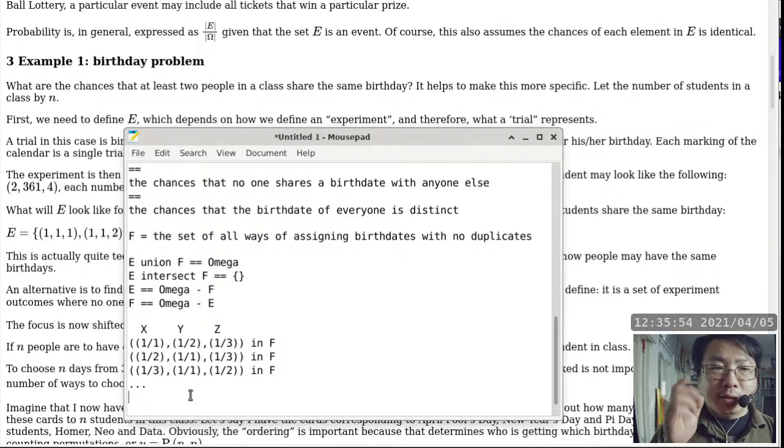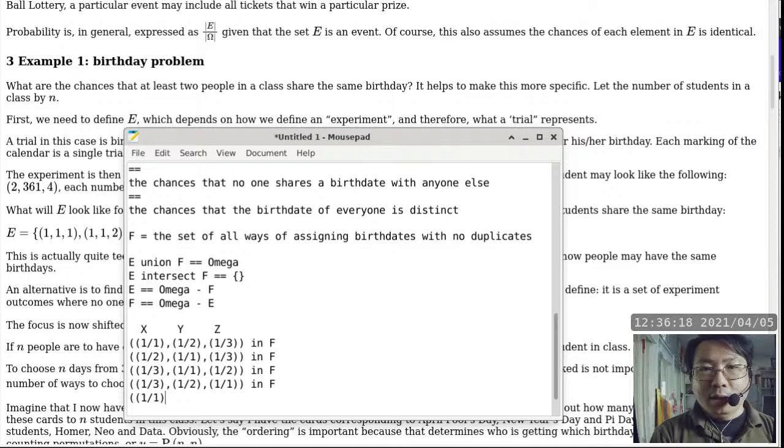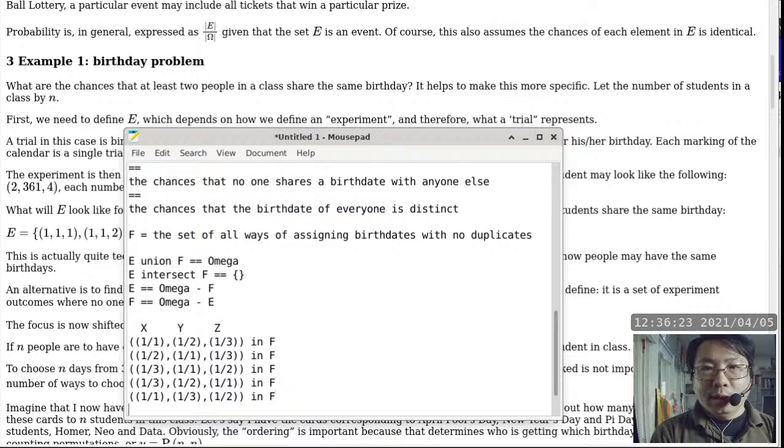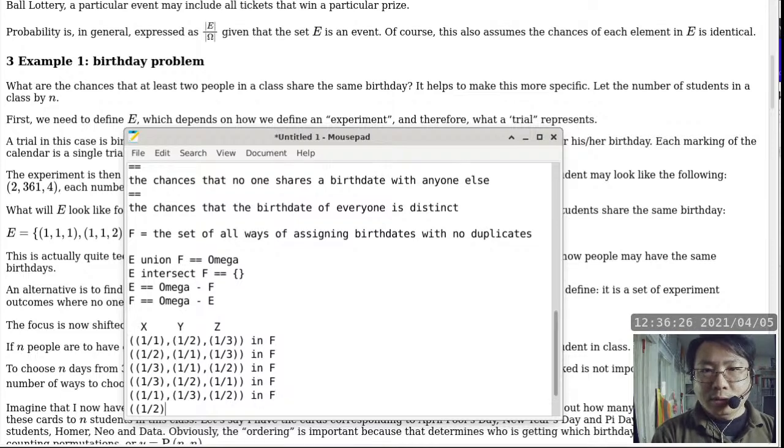Okay, so I'm going to confirm that Ivan is correct. It is 6. Well, I'm not convinced that it is actually 6, so let's figure out why it is 6. We have 1, 3, 1, 2, and then 1, 1. This is also in F. And then the next one is going to be 1, 1, and then 1, 3, and then 1, 2. And then the last one is going to be 1, 2, 1, 3, and then 1, 1.